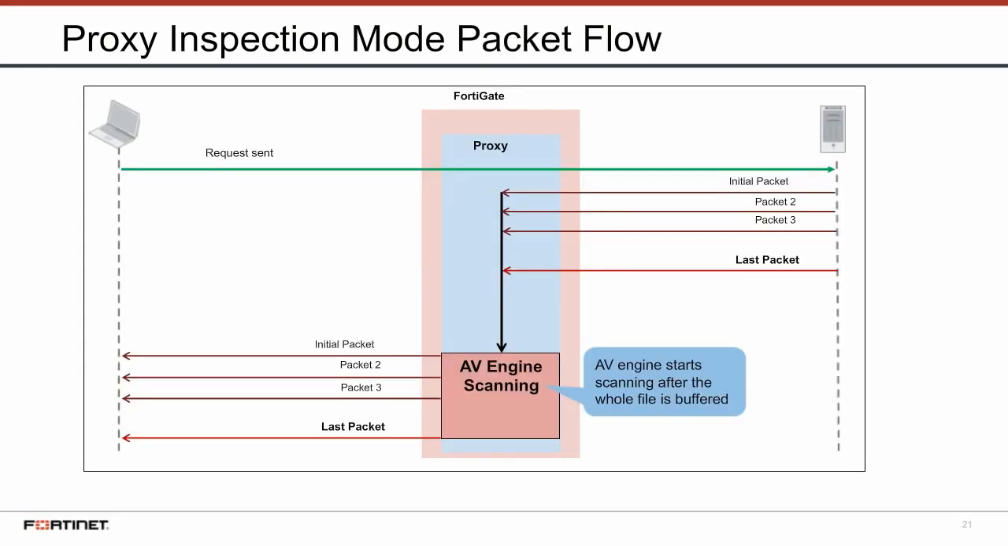With a proxy inspection mode scan, the client sends a request and FortiGate starts buffering the whole file, then sends it to the AV engine for scanning. If the file is clean, without any viruses, FortiGate starts transmitting the file to the end client. If a virus is found, no packets are delivered to the end client, and the proxy sends the replacement block message to the end client.